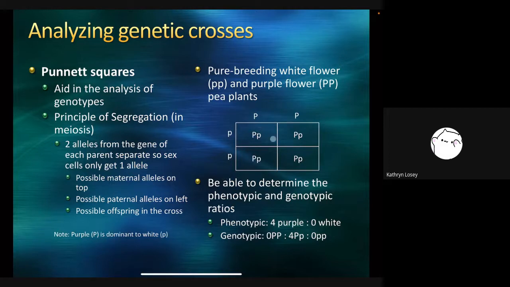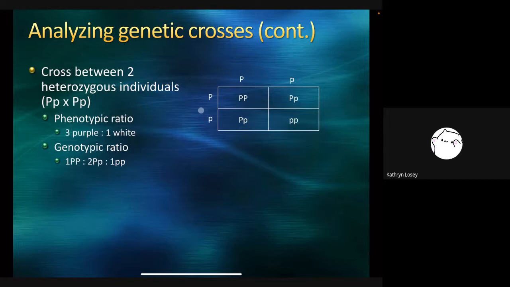Again, you just need to look at what you see inside this Punnett square. The phenotypic ratio, these are all going to be purple, so it's 4 purple to 0 white. And the genotypic ratio would be 0 dominant to 4 heterozygote to 0 recessive. Then you take 2 of these heterozygous offspring and cross those. Again, we separate those alleles: capital P in the first column, lowercase p in the second column, and capital P in the first row and lowercase p in the second row.